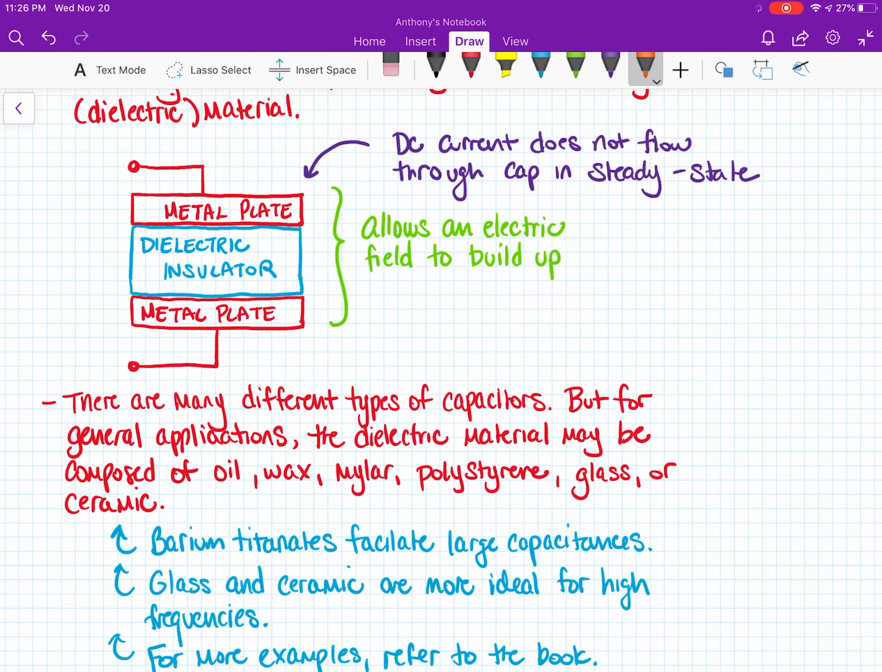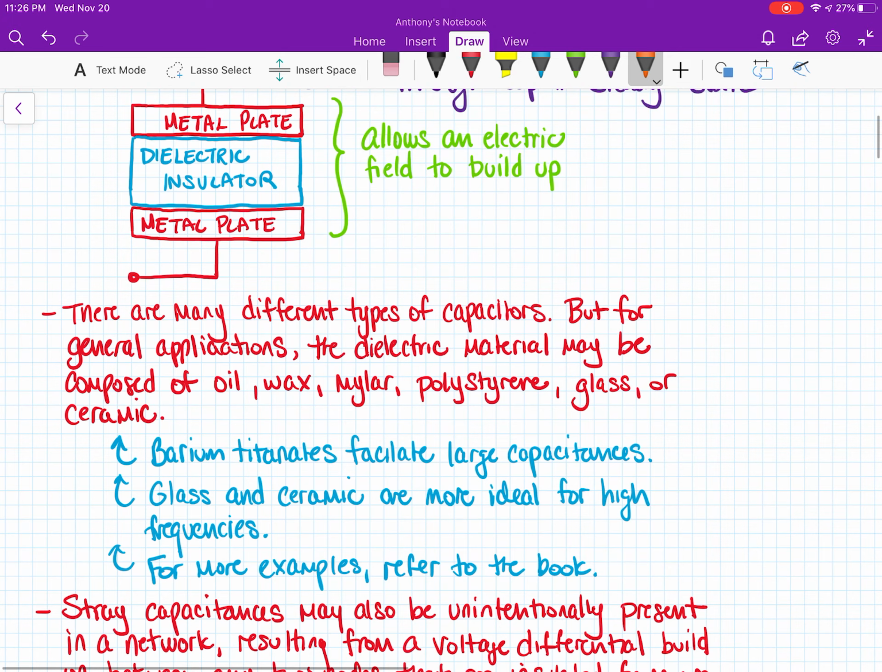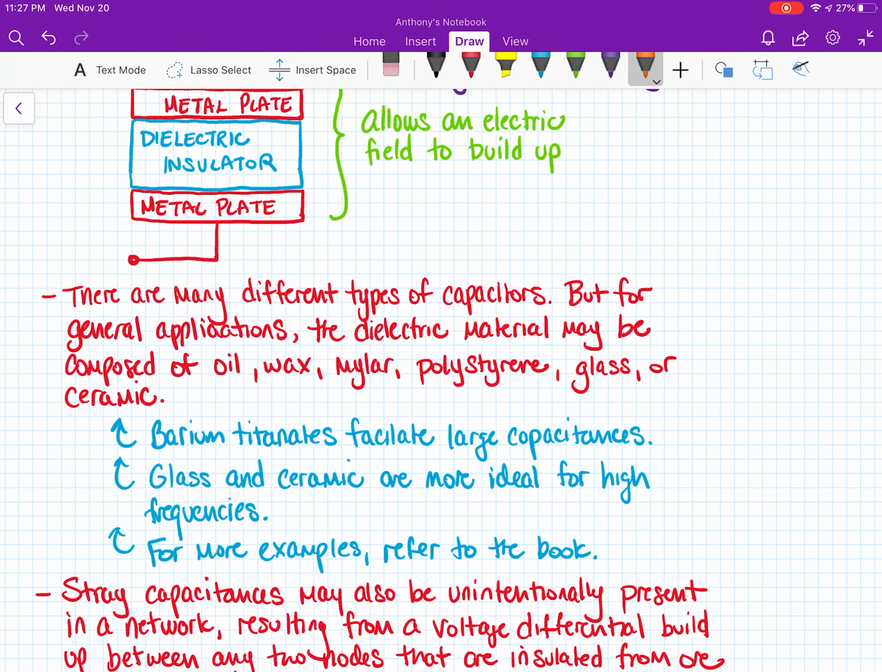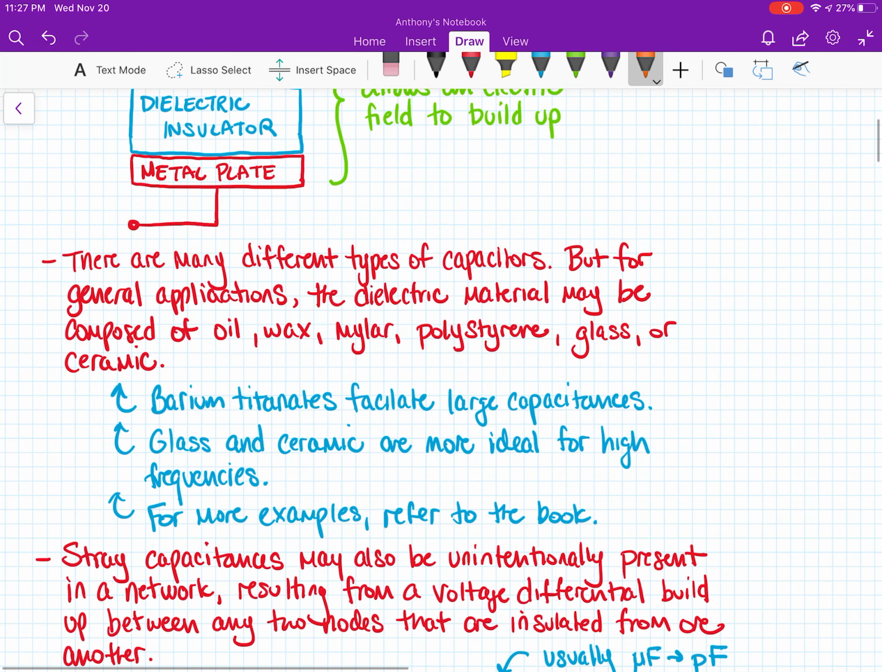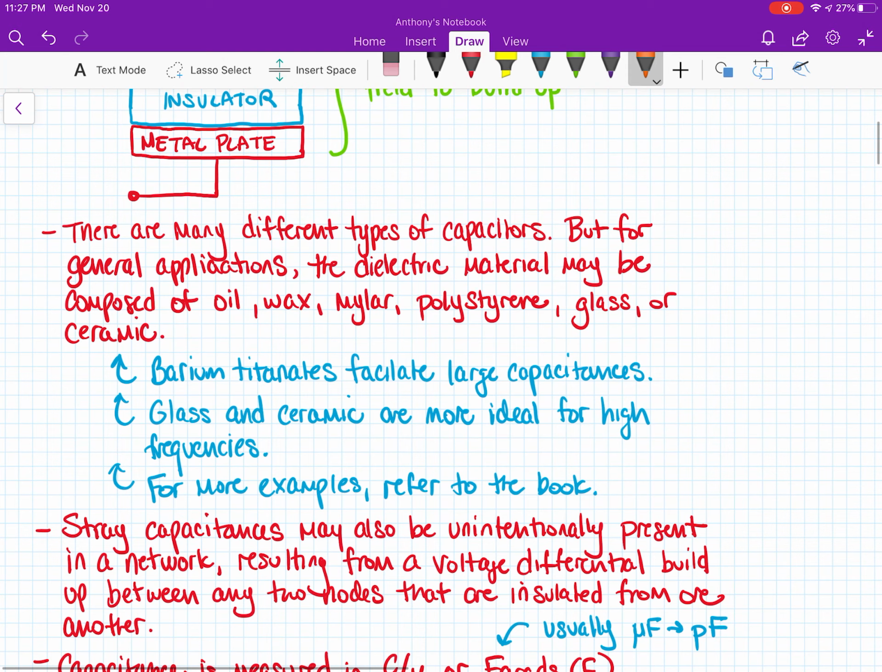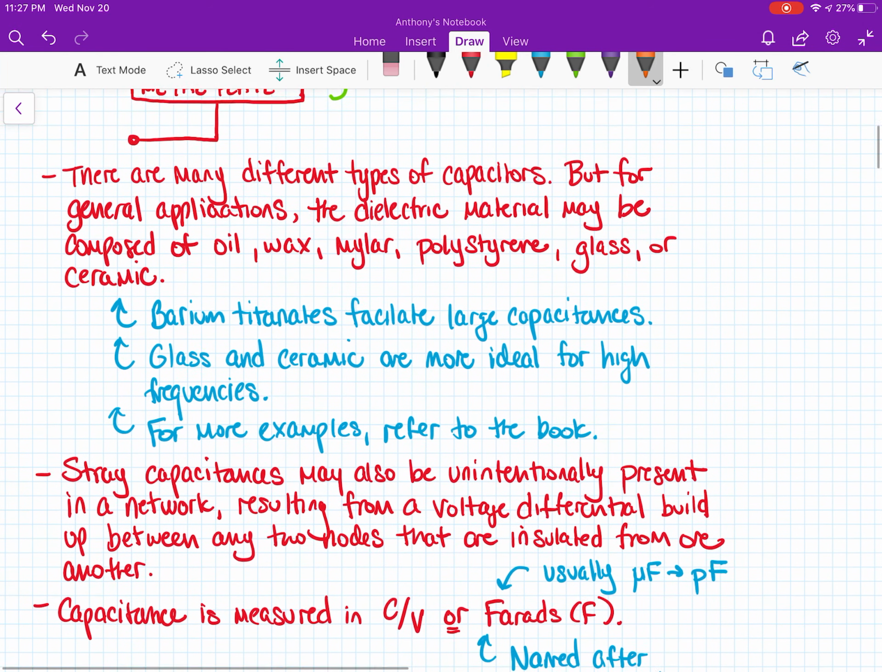There are many different types of capacitors, but for general applications, the types that we're going to talk about, the dielectric material may be composed of oil, wax, mylar, polystyrene, glass, ceramics. There's several interesting examples. Barium titanates facilitate very large capacitances. Glass and ceramic capacitors, which you see a lot, are most ideal for high frequencies. And there's a lot of other examples that you can refer to the book to read about.